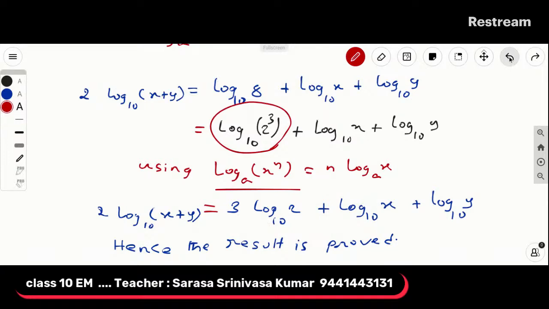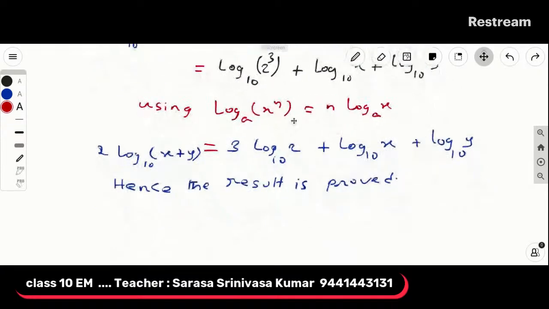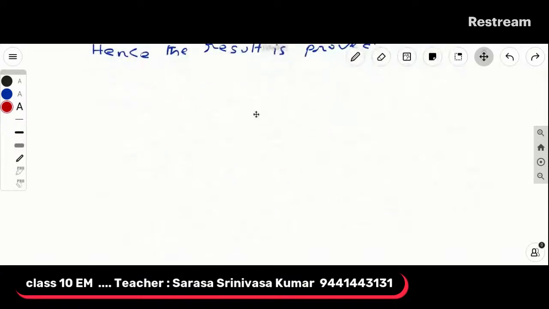This is method 2. If you want to consider the right hand side part, you can consider it and prove the result. I would like to solve the last problem in this class for the real numbers chapter. After the completion of the last problem, this chapter will be completed.